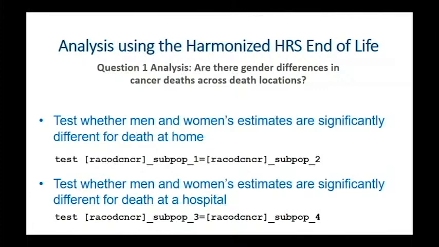But now we'll get back to our analysis. So if we want to test whether males and female estimates are significantly different, we can use a command called test, which is called a post-estimation command, meaning you run it after you've created your estimates. Here we've created mean estimates of death by cancer over death location and gender. So we'll look at whether there's a statistical difference of dying from cancer between men and women who died at home and between men and women who died at a hospital.